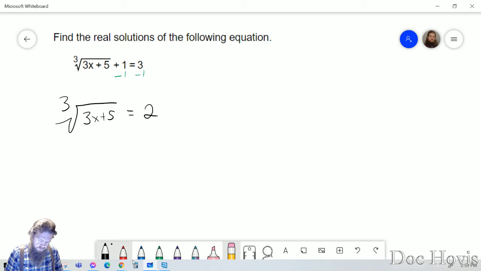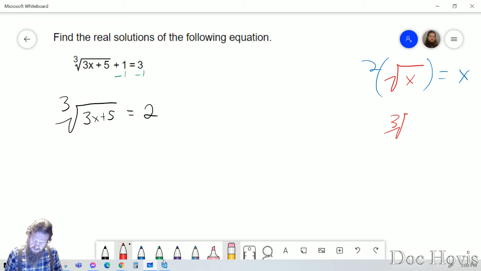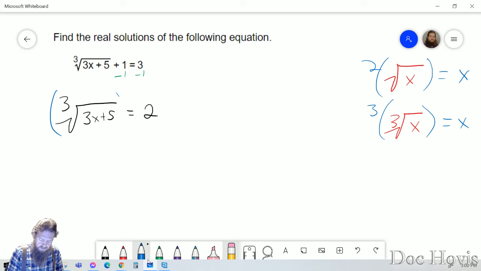Alright, so the next thing is we've got to get rid of that cube root. The opposite of a square is to square it, and so you get x. The same thing here, if we have a cube, the opposite of that is to cube it, and you would get x again. So the opposite of a cube root is just to raise it to the third power.